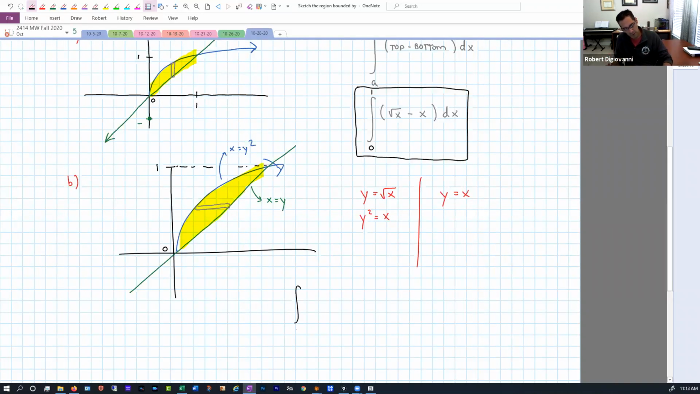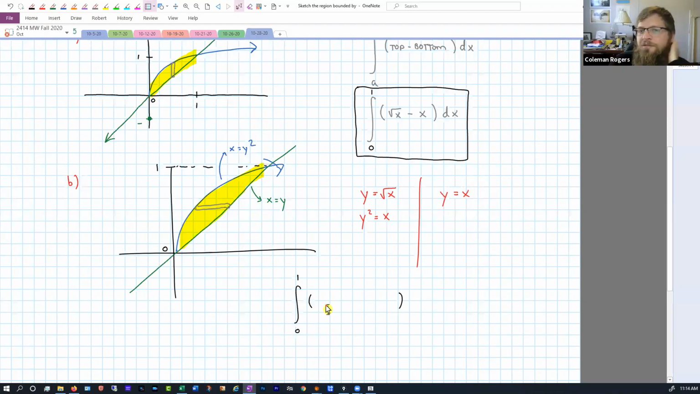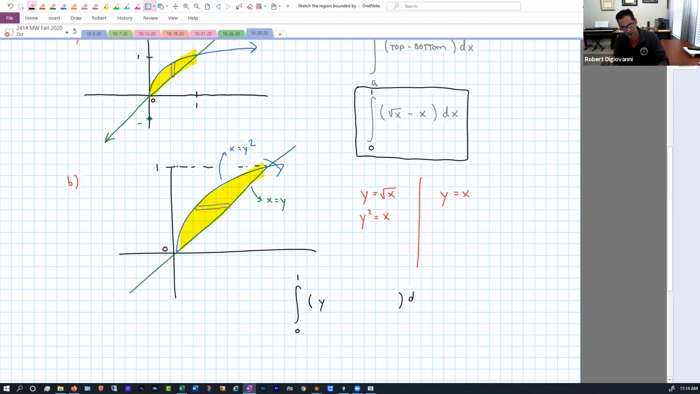So my integral will be the integral from 0 to 1, and then I'm going to do right minus left. So the right, what's the right one? X equals y. Okay, so what am I going to put in here for the right? Would just be y. So one thing to remember is when you're doing your horizontal rectangles, we're going to have dy at the end. That means that everything inside that integral has to be in terms of y. So y goes there, and then minus the one on the left, which is the x equals y squared. So I put y squared here.